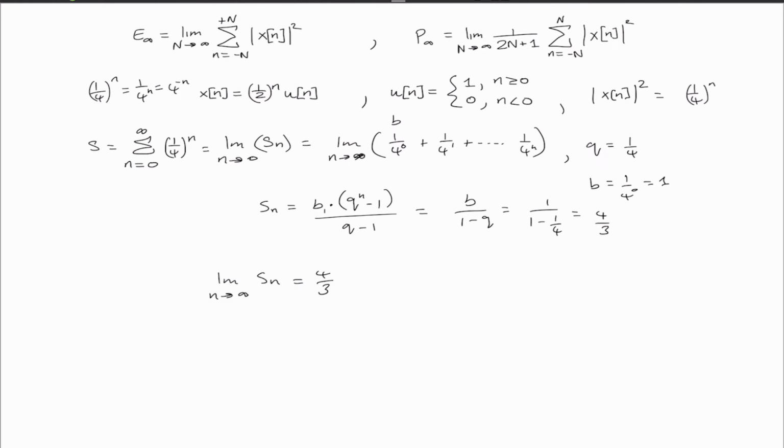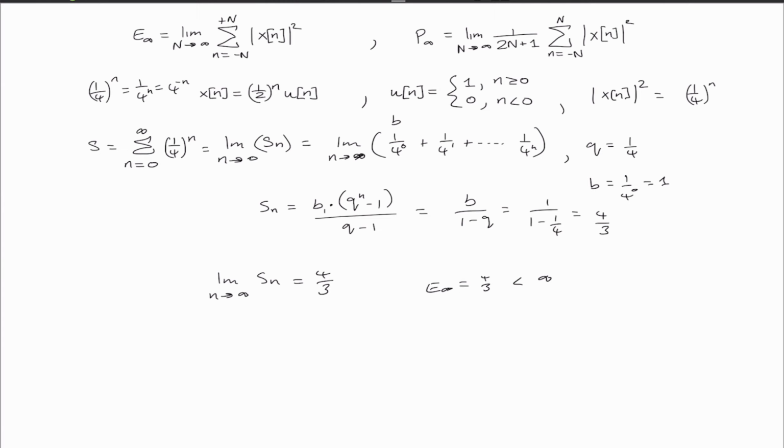So the energy for this signal is finite, because we run the sum over a finite limit, which is 0 to positive infinity. If we take the sum from negative infinity to infinity, we should have an infinite amount of energy. In this case, it is finite. So we have a finite amount of energy, which is equal to 4/3, and that is less than infinity, the first class of signals.